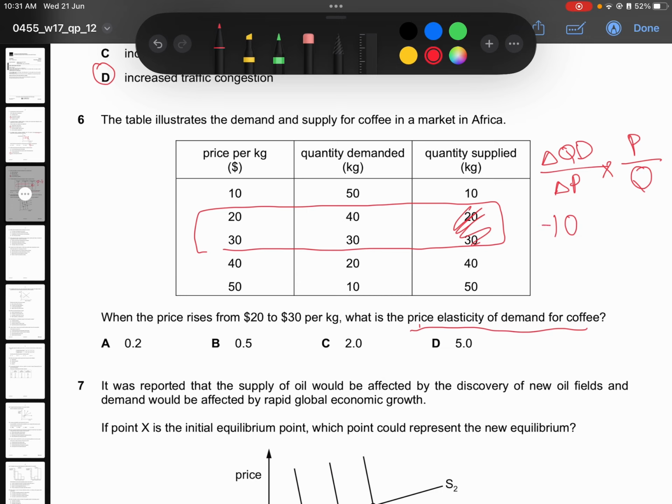Anyways, whenever we calculate the value for price elasticity of demand, it's always negative since there's an inverse relationship between price and quantity demanded. Our change in price is positive 10, into our initial price, which was 20, and our initial quantity, which was 40. So if you take your calculator and solve this, negative 10 over 10, which is negative 1, into 20 over 40, which is 2 by 4 or 1 by 2, it's negative 0.5, which is the same as B, 0.5. Hence the correct answer is B.